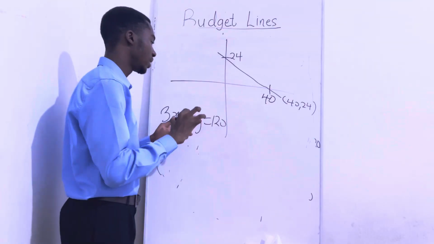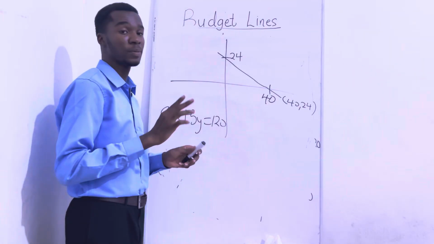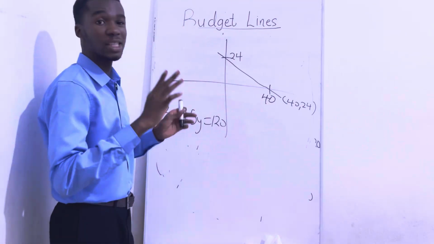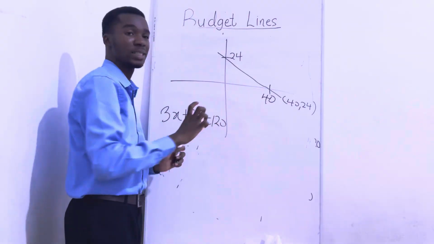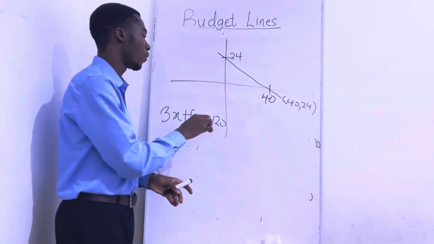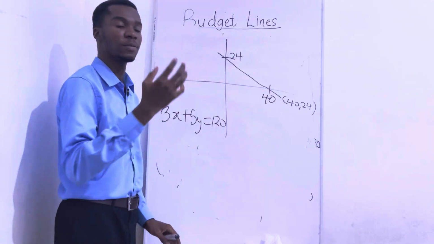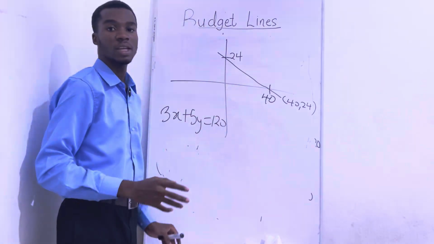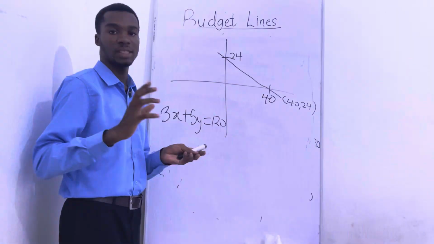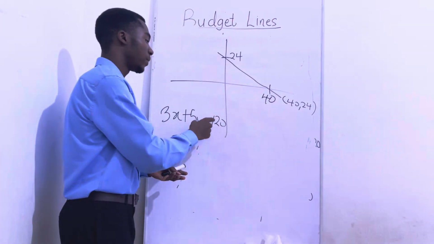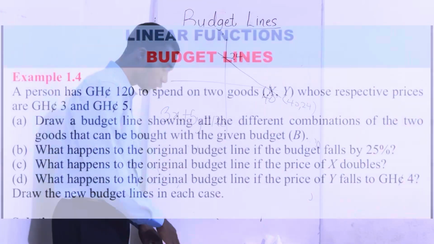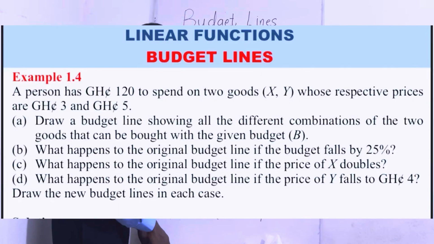So anytime they say if your budget falls by 25%, 50% or anything, you first find 25% of the budget. So 25% of 120. If they say if your budget falls by 50%, you find 50% of 120. If they say if your budget falls by 75%, you find 75% of 120. You get it? So the question says, what happens to the original budget line if the budget falls by 25%?